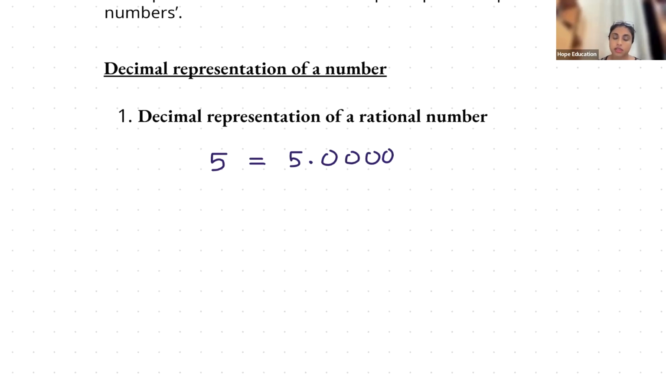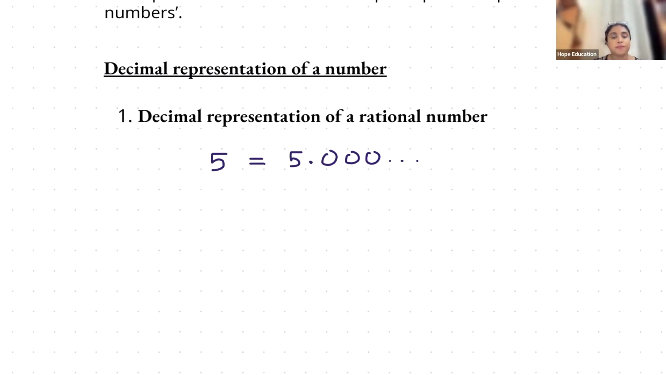It is correct. I can write 5 as 5.0, or 5.0000, with any number of zeros, because zeros don't hold a real value here. I can add as many zeros as I want. So I can even write an infinite number of zeros and it will still be okay, because 5 is anyway a rational number. Nobody can change that. If I want to represent 5 as a decimal, I can write 5.0 or 5.000, any number of zeros I can add. Okay?